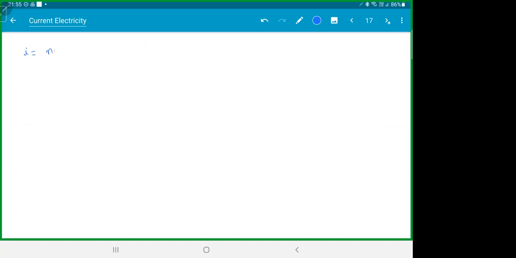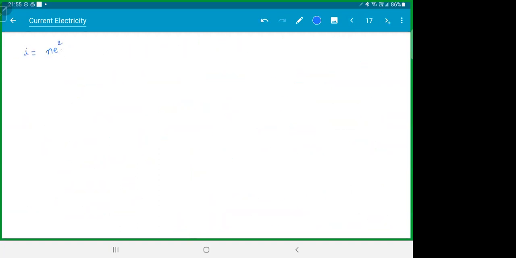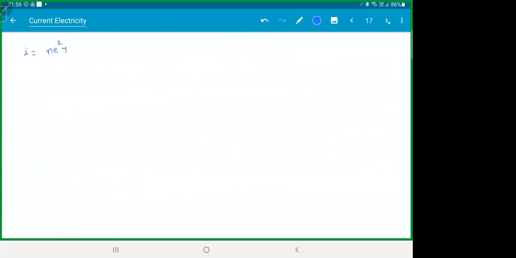So I is given by NE square. We have just derived that I value from here. This thing, NE by 2m, A by L, V. NE square tau by 2m, A by LV. So I can just shift A here, I by A, and I can write this as V by L, and this guy becomes NE square tau by 2m. This is nothing but current density, and V by L is field, and this becomes 1 by rho, which can be written as sigma E. This is an important formula. J is equal to sigma E. Sigma is conductivity.